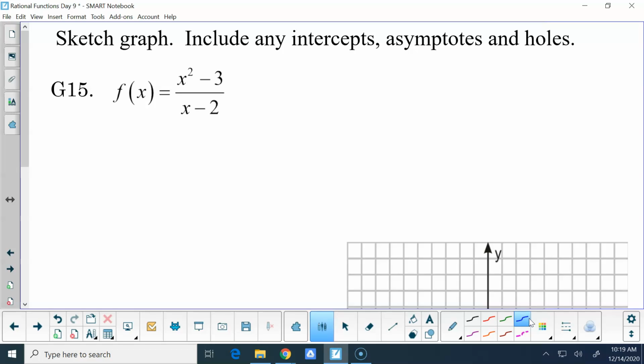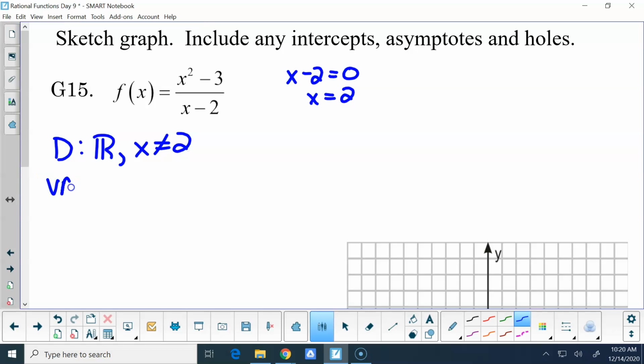Okay? So x minus 2, we want to set that equal to 0 and solve that, right? Okay? So my domain is what? All real numbers and x doesn't equal 2. So all real numbers, but x cannot equal 2. Okay? What's my vertical asymptote then? 2? No, 2 is a number. x equals 2 is a vertical line. Okay?